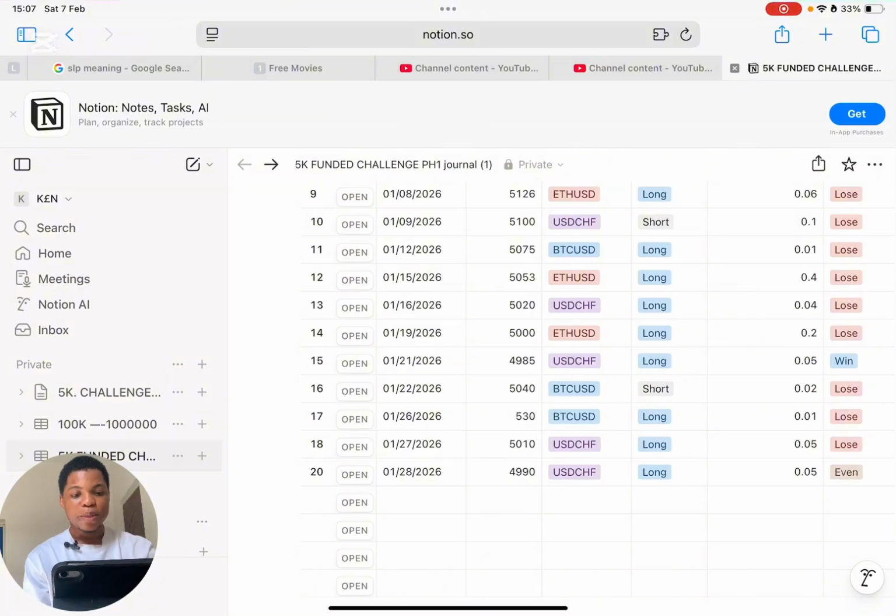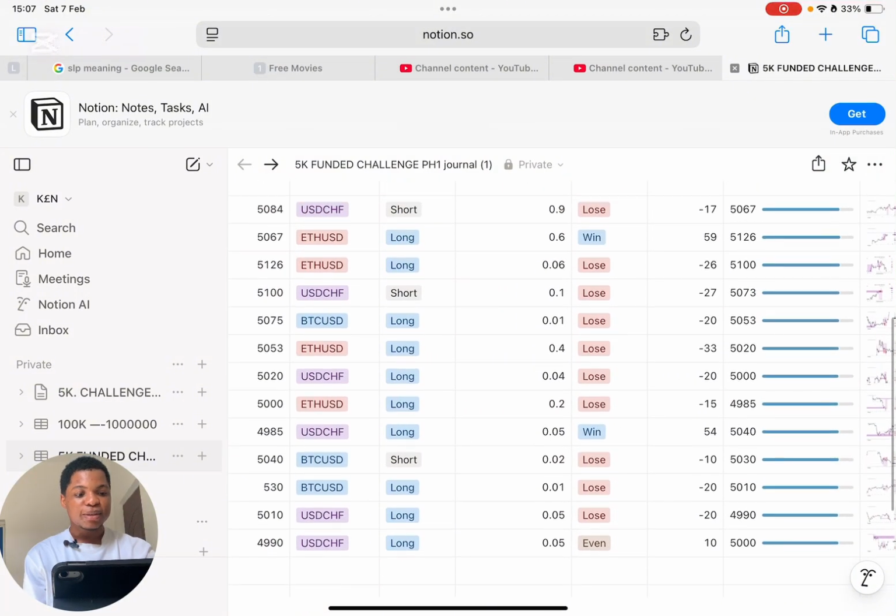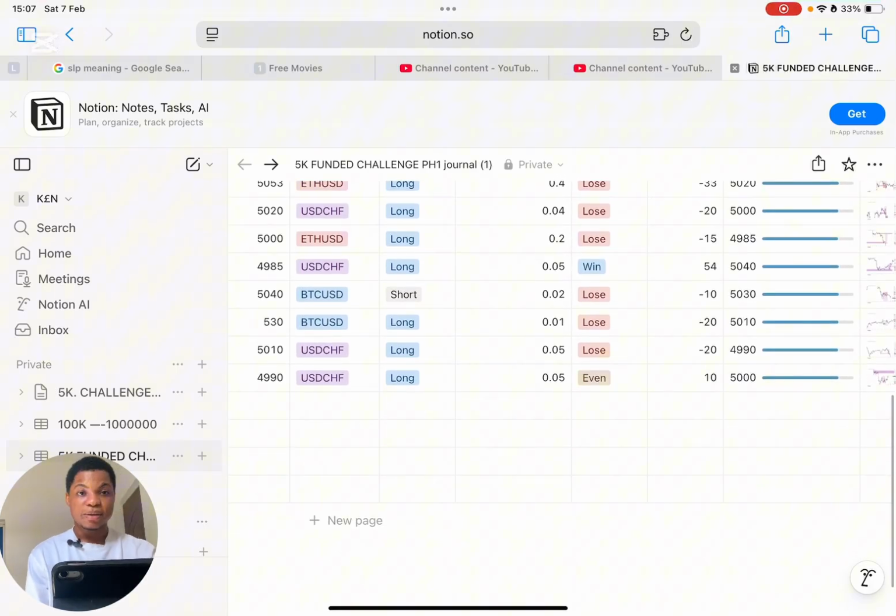You understand? And the rest is losses. But the most important thing for you to know is that this account is still at break even. I've taken 20 trades, 4 wins, 1 break even, and 15 losses. But this account is still at break even. Now that should show you the power of risk management.